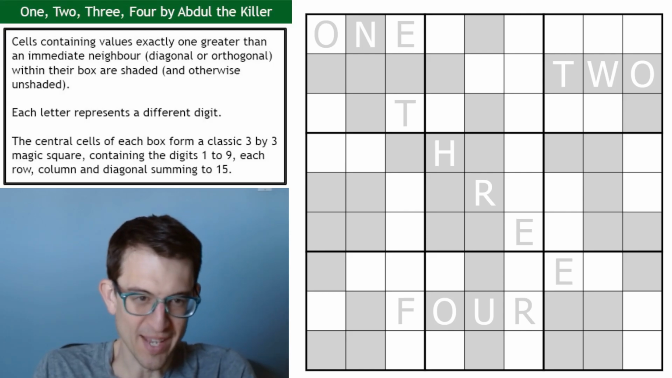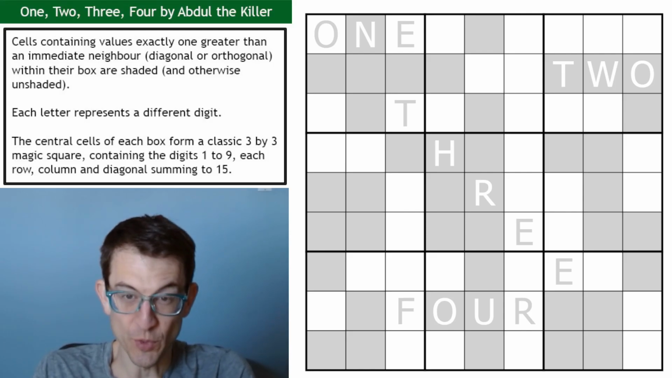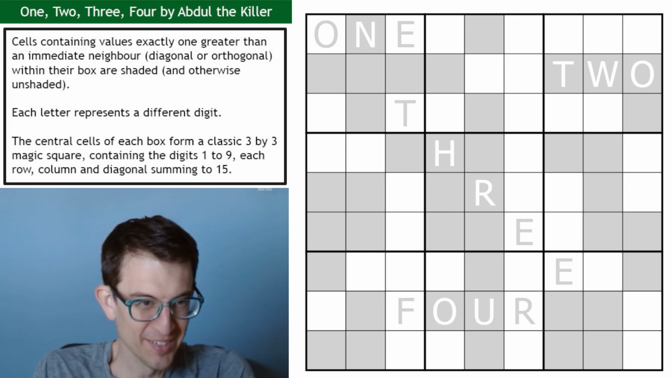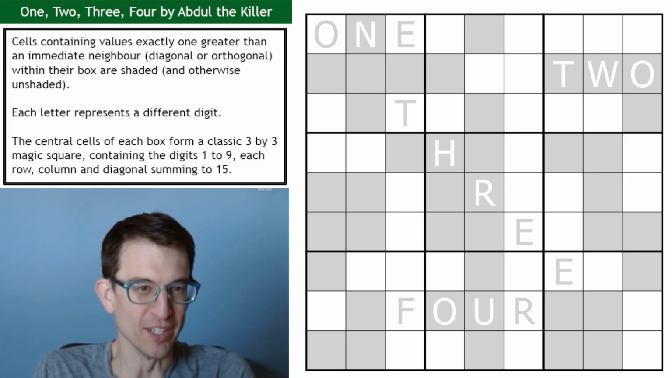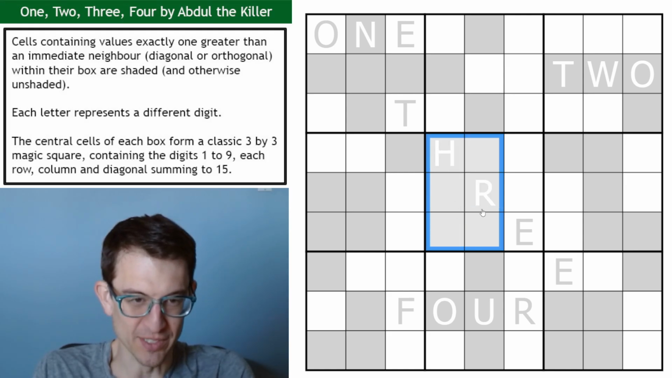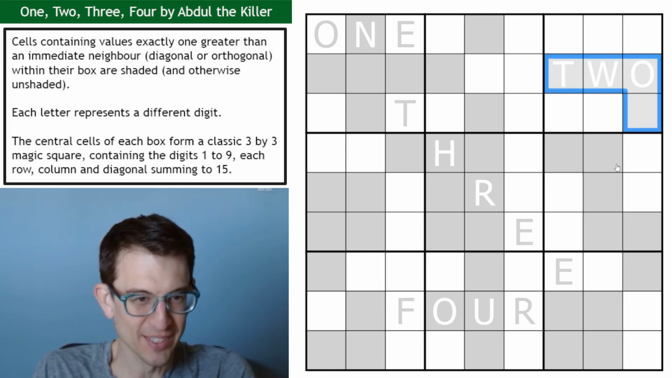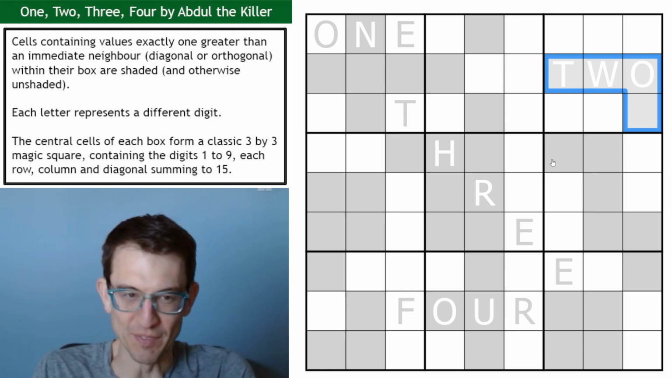Hello, hello, and today I have the puzzle 1234 by Abdul the Killer, friend of the channel, and the rules are as follows. I've got all this shading, which is, as far as I can tell, in all of their puzzles. Maybe there are a couple that do not have this, but either the shading is given or you have to deduce it.